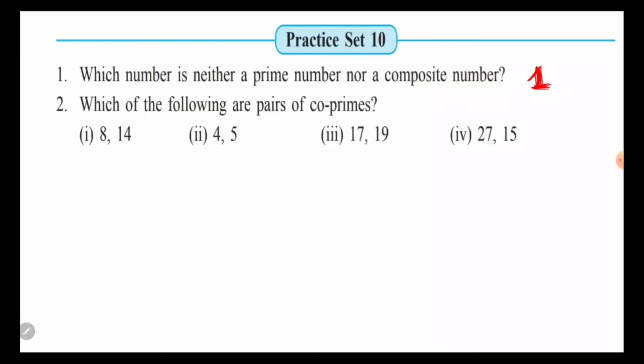Okay, we just saw that. What do you mean by co-prime? If the numbers have only 1 as a common factor, then they are known as co-prime numbers. So I'll be writing here first 8.